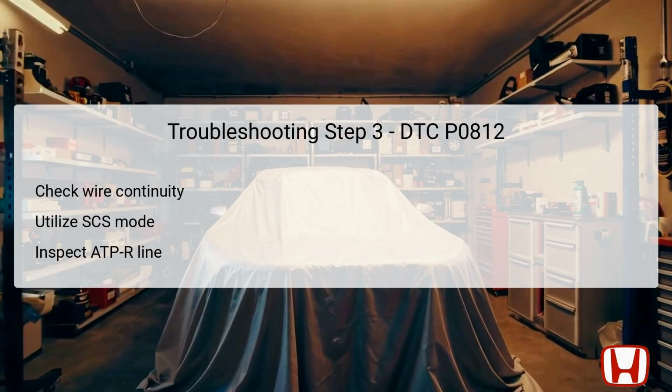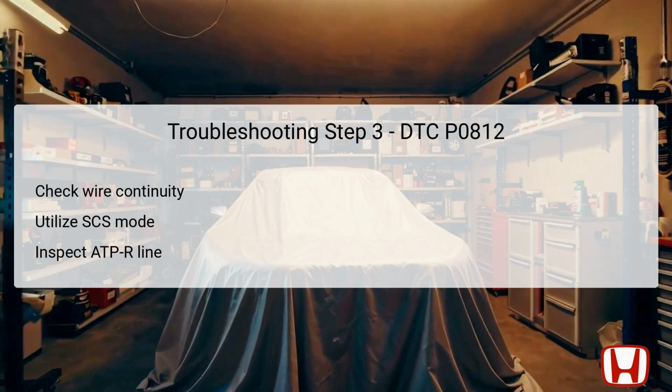With the transmission range switch still disconnected, perform a continuity check between test points 1 and 2. Test point 1 is at number 16 on PCM connector A with a green wire, and test point 2 is the body ground. An affirmative continuity reading indicates that the ATPR line is intact, leading to the next recommendation of updating the PCM software or substituting it with a known good unit.